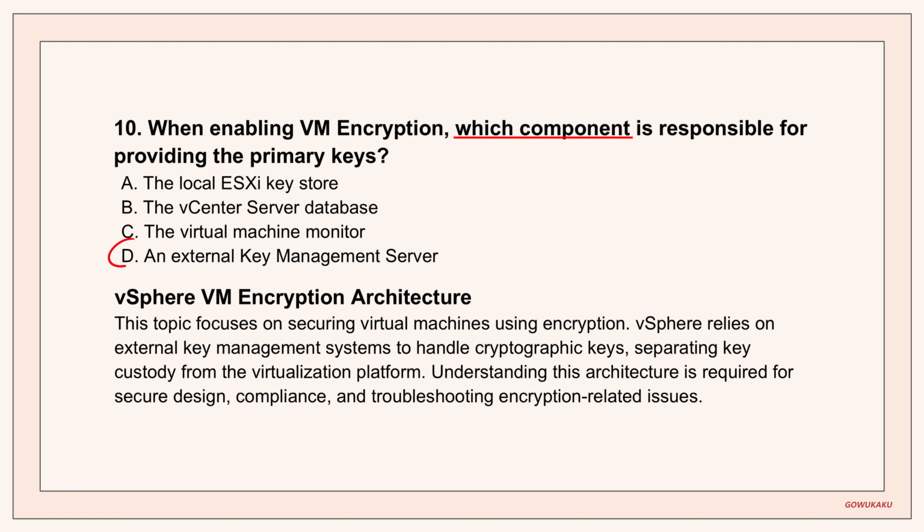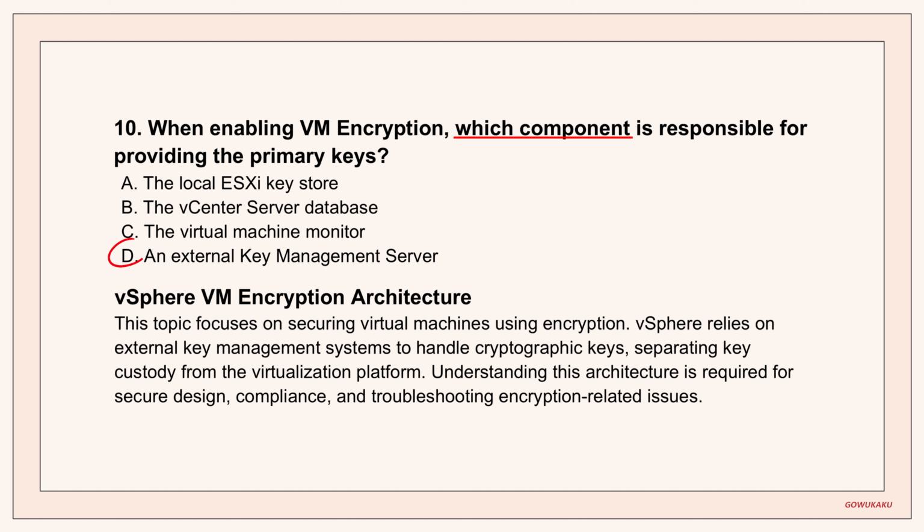And why is that external KMS mandatory? Why can't vCenter just hold the key itself? It's all about the principle of separation of duties. It's vital for security, for compliance. Think of the external KMS as the bank safe. The vCenter system is only given an encrypted receipt, a pointer to the key. Okay. The KMS holds the actual master key.